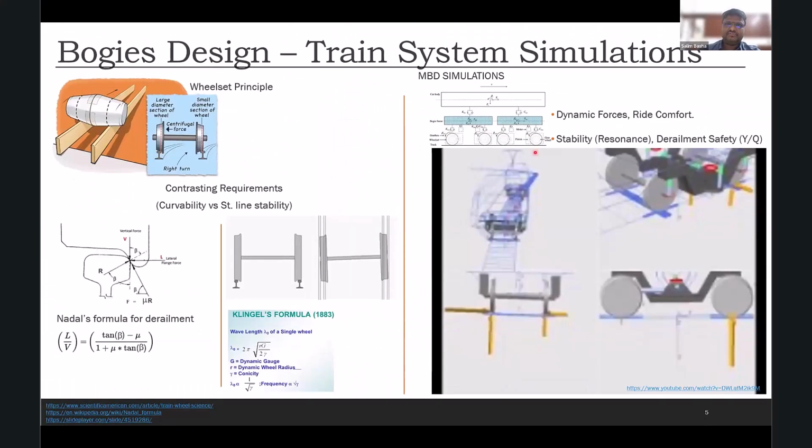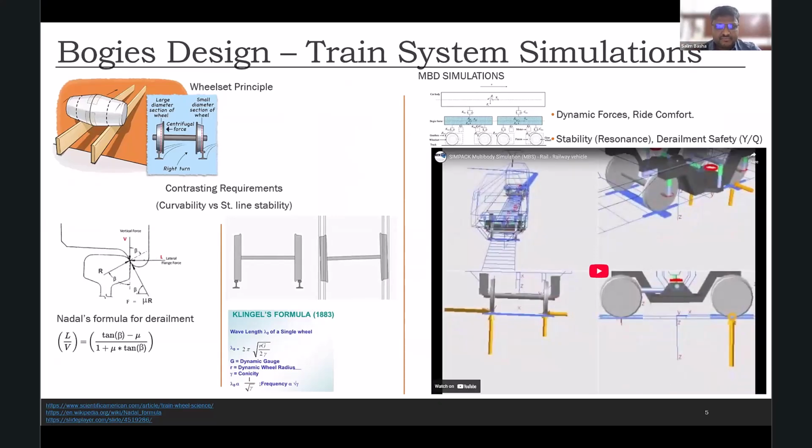And then I go to the bogie design. Once the train has been decided, we make the computer models of the train, and then we simulate the train as a whole to see whether it is meeting the requirements or not. So we all know the wheel set principle, how the wheels are tapered, like this bicone that you see here, which is needed for it to stabilize. I mean, to allow it to take a curve without slipping.